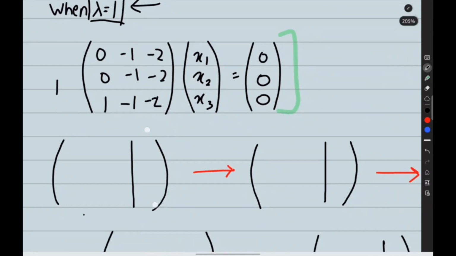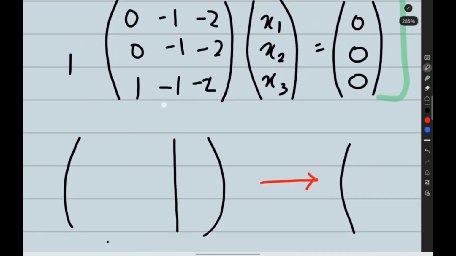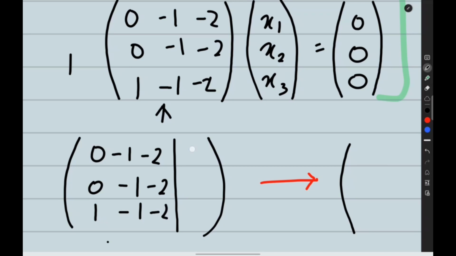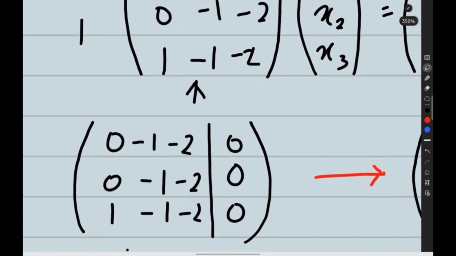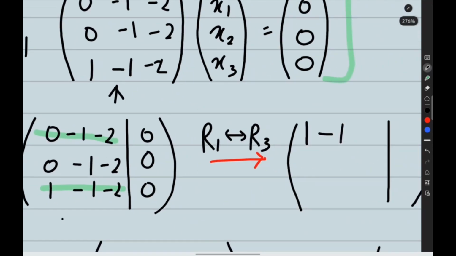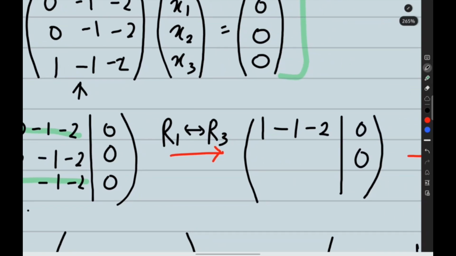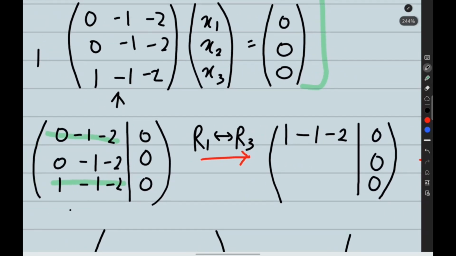Next, after we are done with this, we can do the ERO. For the ERO, we just copy this, which is 0, negative 1, negative 2, 0, negative 1, negative 2, 1, negative 1, negative 2, 0, 0, 0. For this one, we can see that row 3 and row 1 should be exchanged. So we change R1 with R3. So we get 1, negative 1, negative 2, 0, 0, 0. And then we just copy row 2 because it's not changed: 0, negative 1, negative 2.